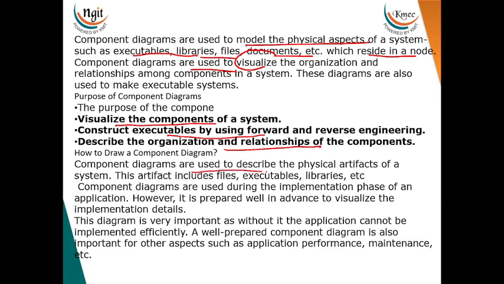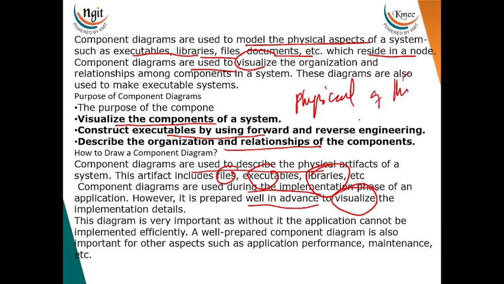Component diagrams are used to describe the physical artifacts of the system, which include files, executables, libraries, etc. They are used during the implementation phase, though they are prepared well in advance. Visual representation is also very important. The diagram is very important, as without it an application cannot be implemented. So it shows the physical aspect of the system, correct? Now let's move on.